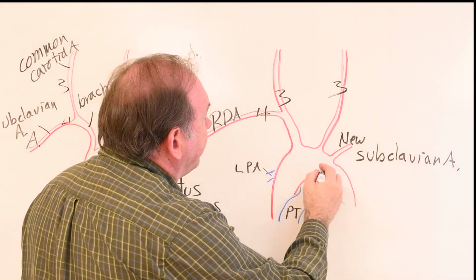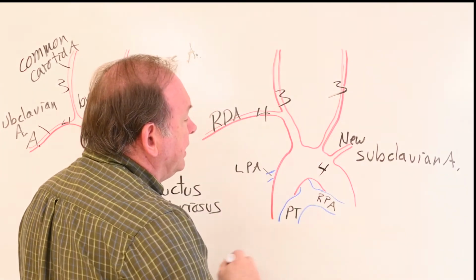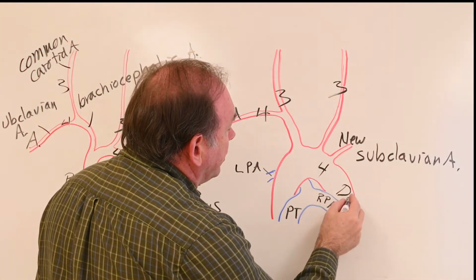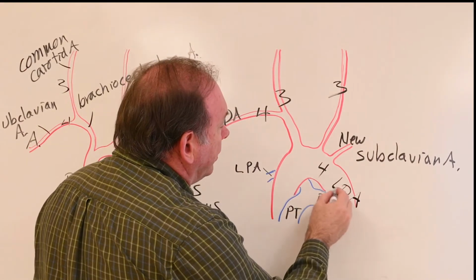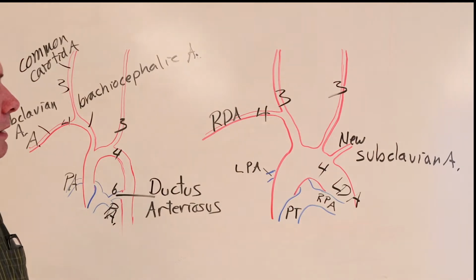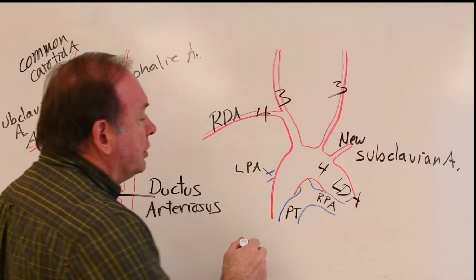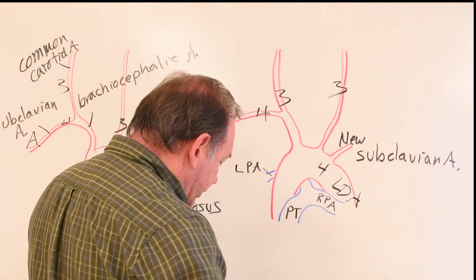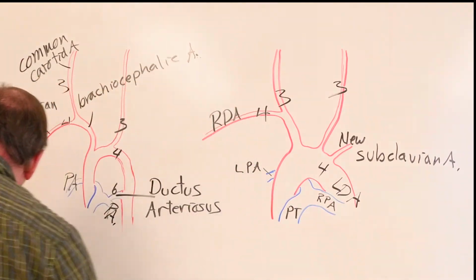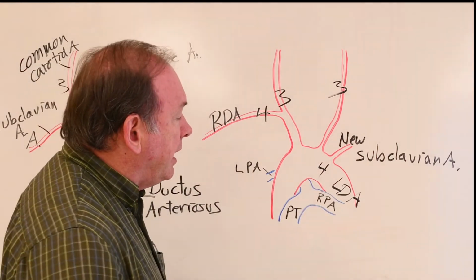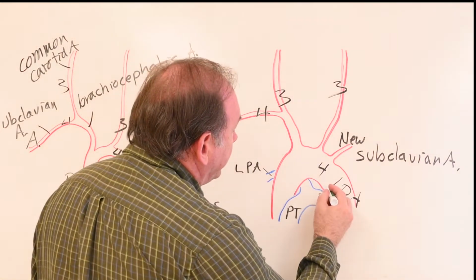Some remnant of number 4 rests in here somewhere, and then the rest of this over here is going to be your dorsal aorta. That's the old left dorsal aorta over there on that side, connected by what was number 4, arch number 4. There's still a connection between the right pulmonary artery and the dorsal aorta right through here.